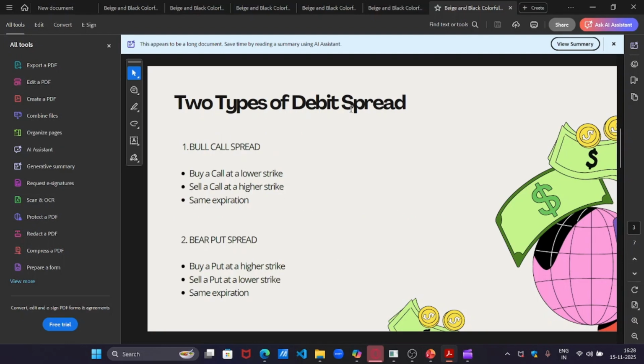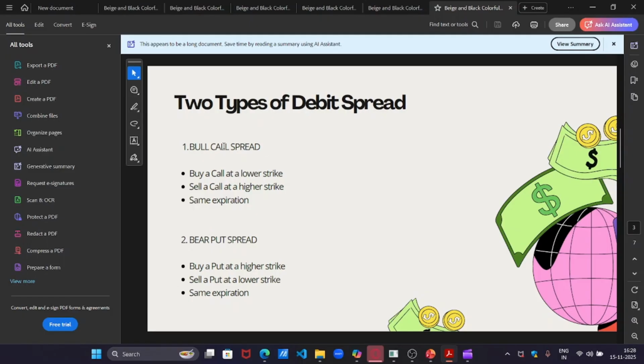Now there are two types of debit spread, and these are bull call spread and bear put spread. Now how is this naming being done? The first word is based on the bias. If you are biased towards upside, then you have bull. If you are biased towards downside, then you have bear. And the second word is call or put, which means if you are using call legs to create the spread, it is call spread. If you are using put legs to create the spread, it is put. And spread is basically using more than one leg, so it's a spread.